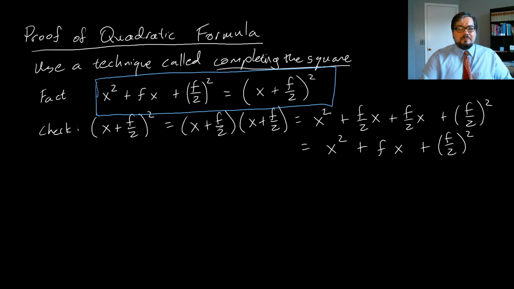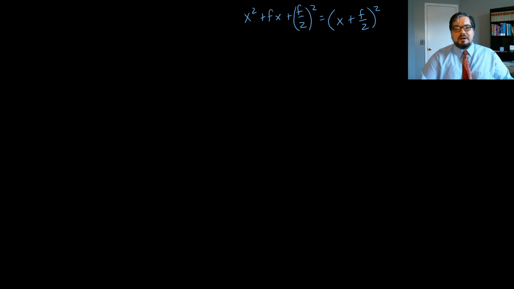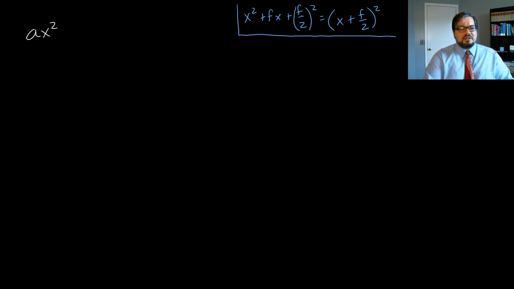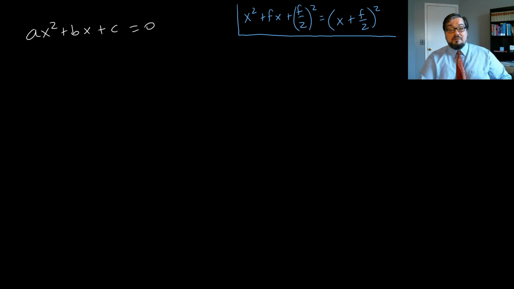So let me give myself some more space here. I want to write down in the corner here the result that I just mentioned, the completing the square result. That if I have x squared plus fx plus f over 2 squared, that equals x plus f over 2 squared. I'm going to keep that in a box over here for when we need it. So let's suppose that we have the following equation: ax squared plus bx plus c equals 0. And we want to try and solve this for x.